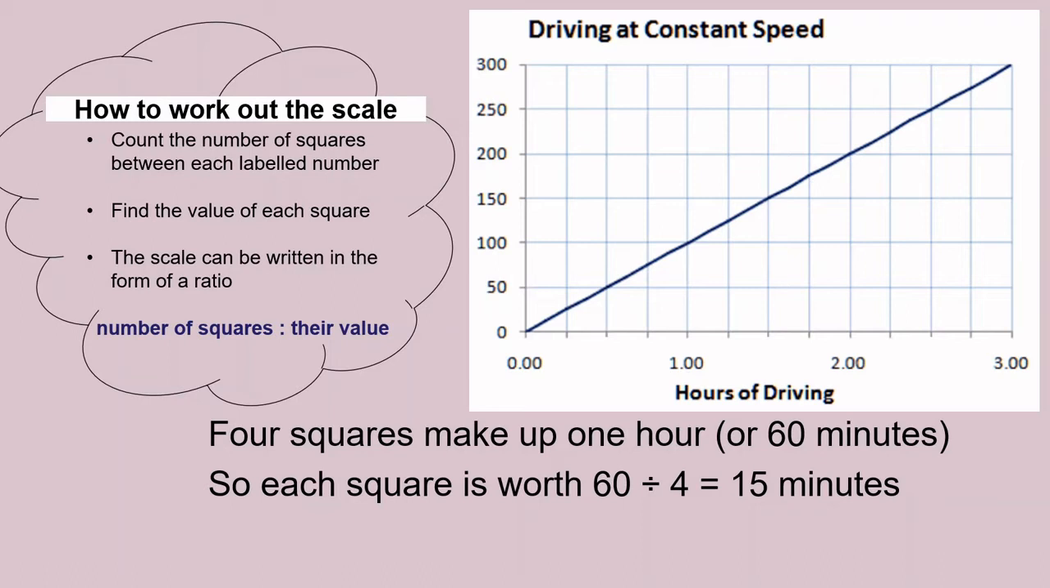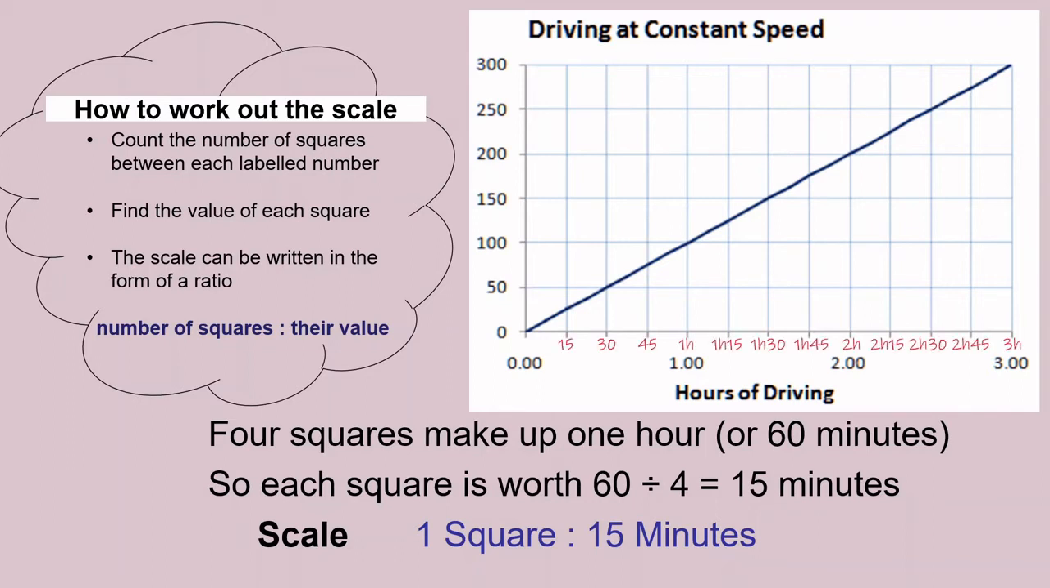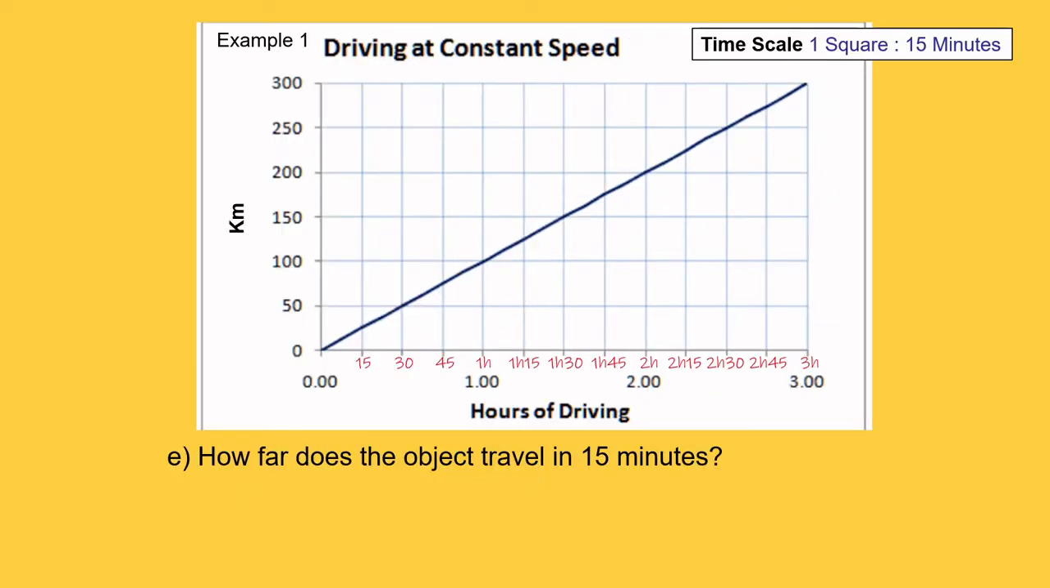So let's write that scale as a ratio. 1 square is therefore equal to 15 minutes. And if that helps you, you can label your axes now. Now that we've labeled every single square on the time axis, working out the distance that this object travels in 15 minutes should be simple, right? 15 minutes on the time axis is right here.